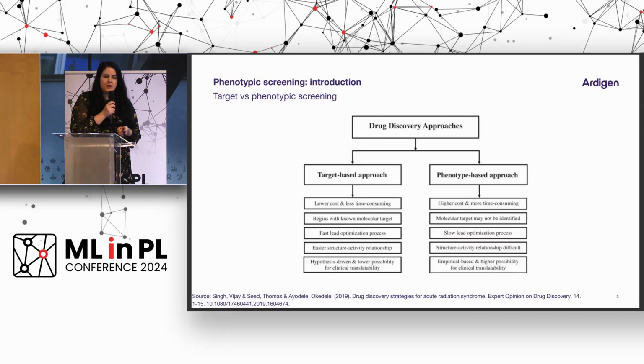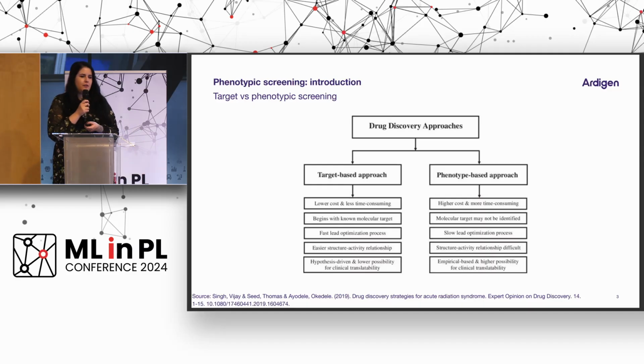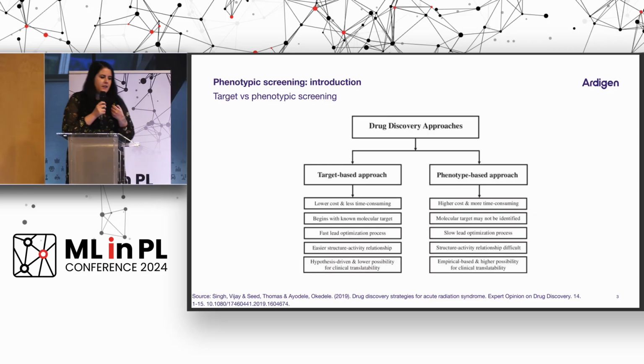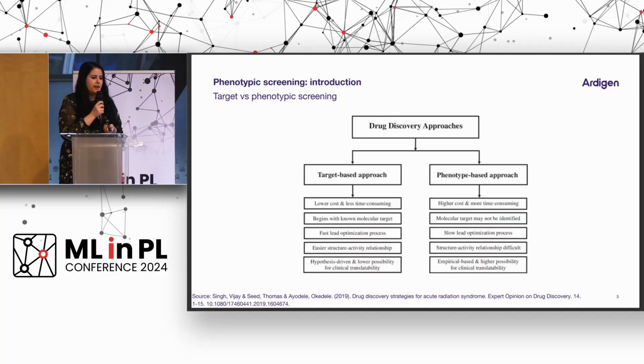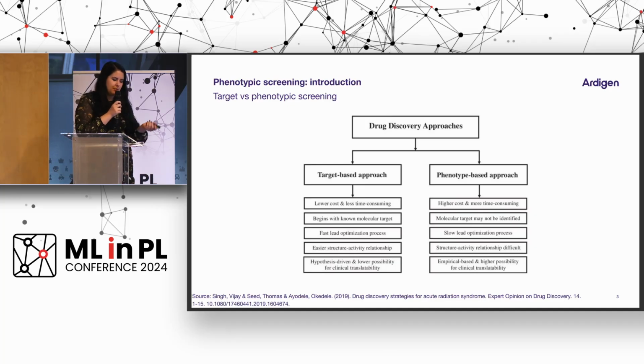So starting with drug discovery, because the main point is to find drugs that work and are not killing people. We have two main streams. One is target-based approach and the other is phenotypic-based approach. With target-based approach, we are working mostly with molecules. We are optimizing them. This is a lower cost approach. However, we need to know the target that we want to fix in the human. And it's hypothesis driven, and it has lower possibility for actual clinical translatability.